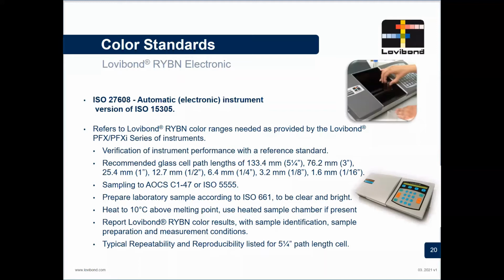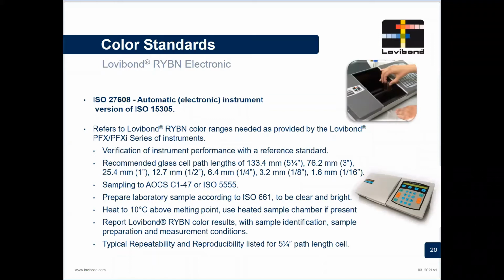The idea is that we have some sort of liquid or filter of a known value that we put into the instrument, so that we have confidence that the instrument is reading correctly before we start doing our measurements. Again, in this electronic version of the standard, we have the same glass path lengths, from 133 down to 1.6 millimeters. We have the same sampling, the same sample preparation, the same heating up to 10 degrees above the melting point, and the same things about reporting our results.